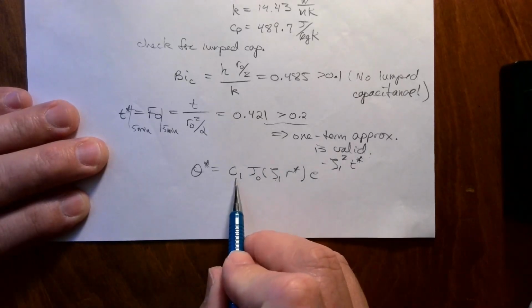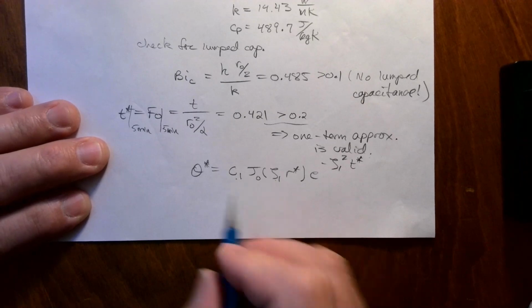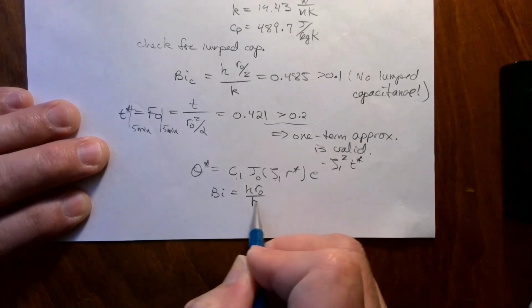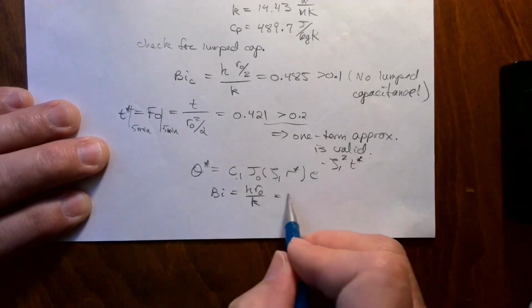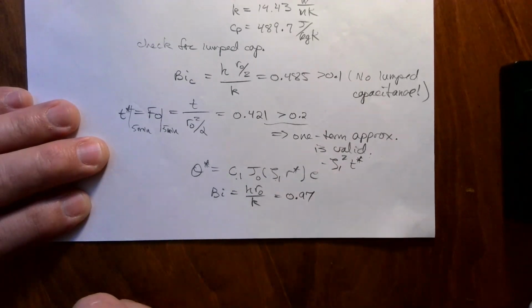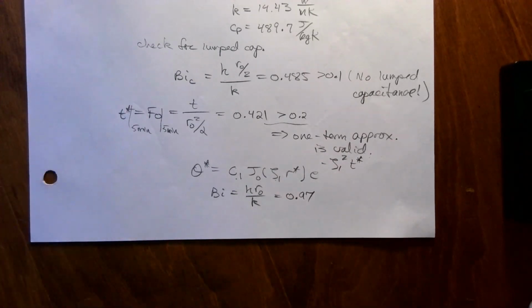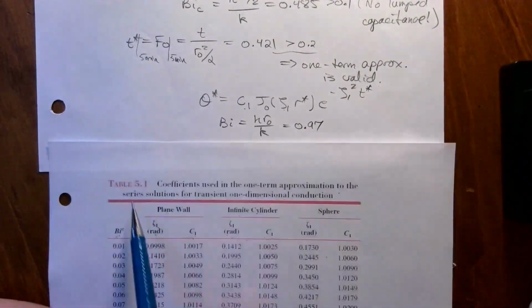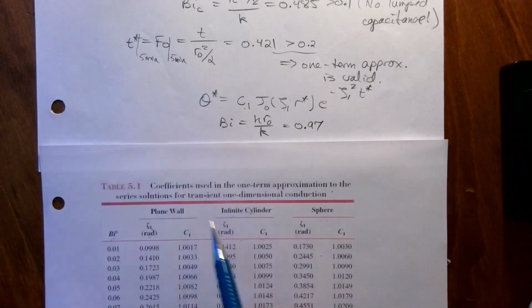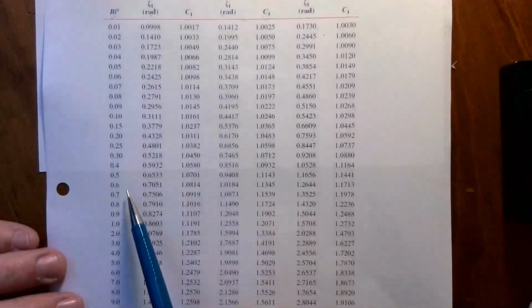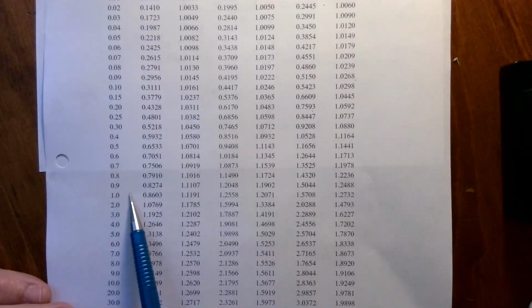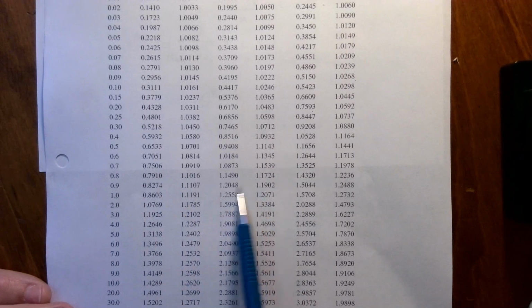Zeta 1 and C1 are going to depend on the Biot number. The Biot number they depend on is hR naught over k. This comes out to be 0.97. Okay, now with 0.97 as a value of the Biot number, we'll go to table 5.1. Go down to 0.97 here, in between these two, and interpolate over here on these two columns that correspond to the infinite cylinder.